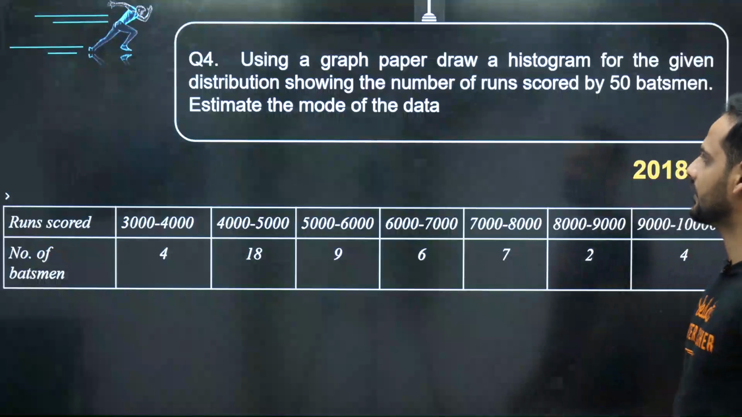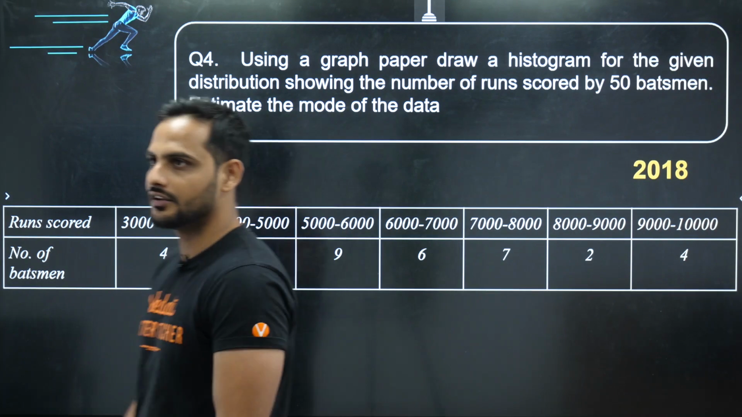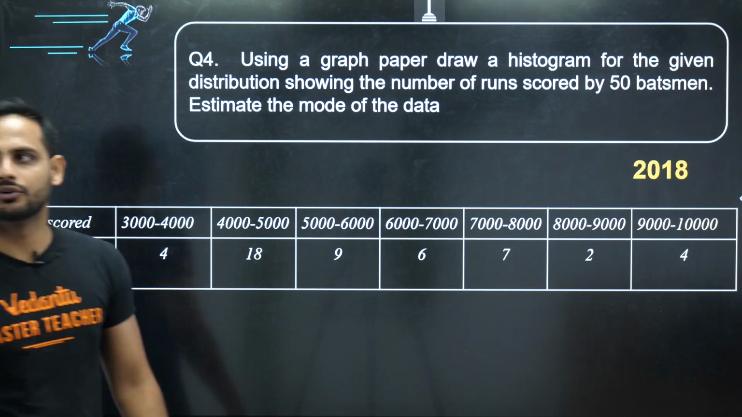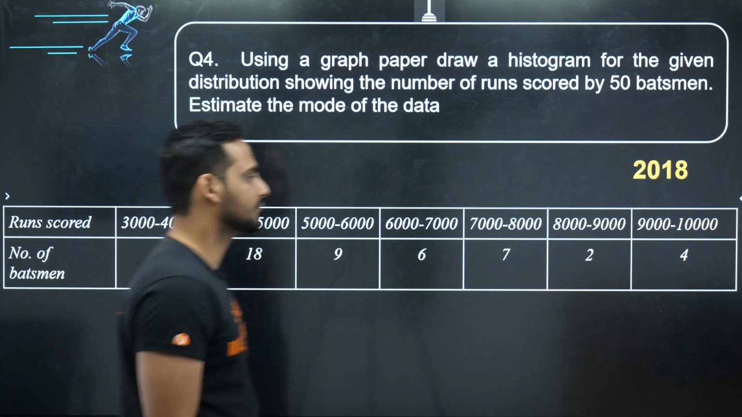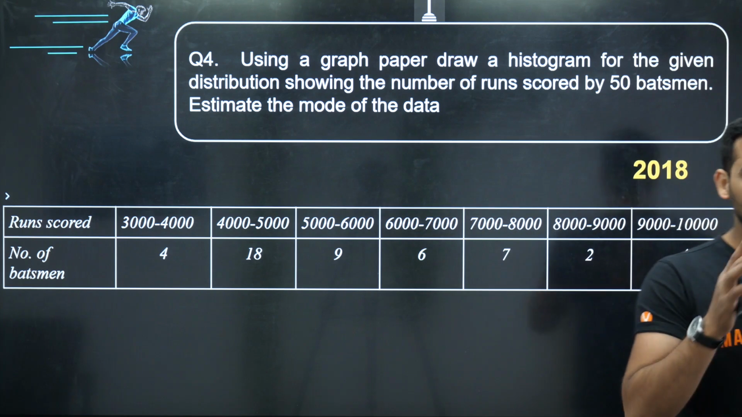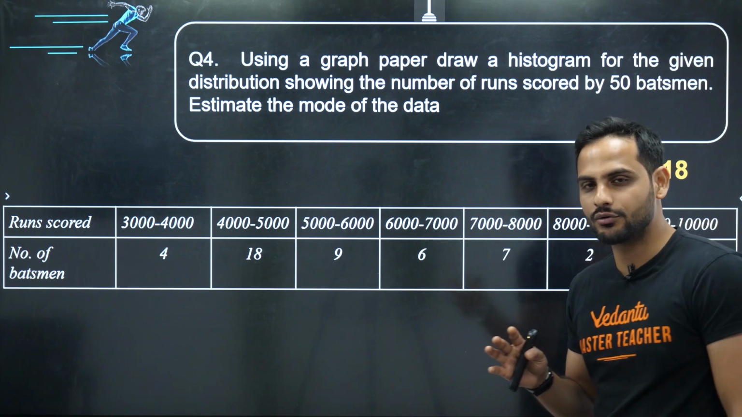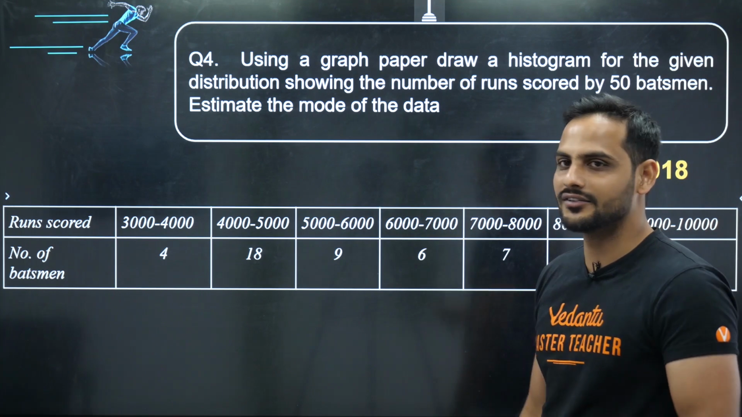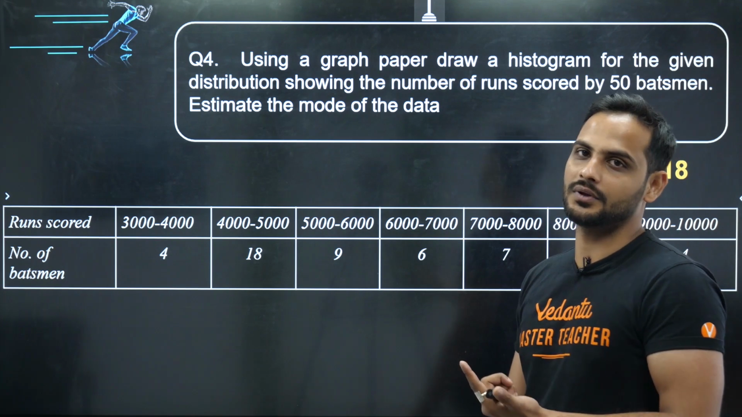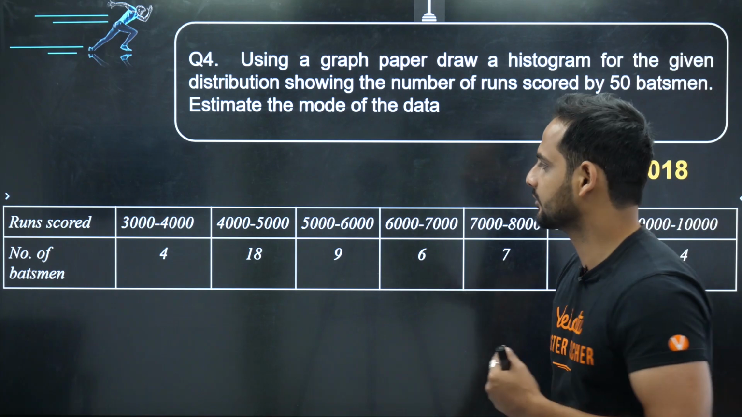Okay, the next question we have is this: using a graph paper, draw a histogram for the given distribution for the number of runs scored by 50 batsmen. Find the mode of data. Beta dekho, earlier when the discrete data was there, I told you the highest occurring value. Now here, if you observe, it is not a discrete data, it is a grouped frequency distribution table.